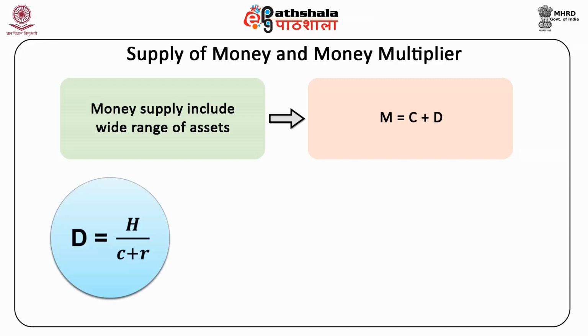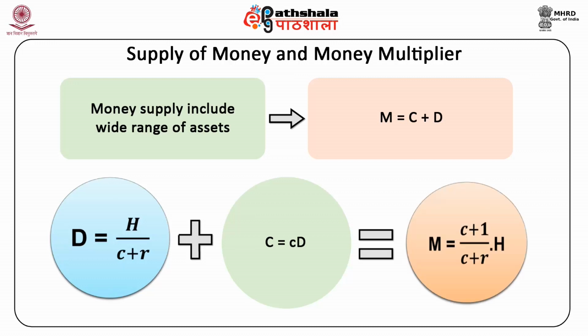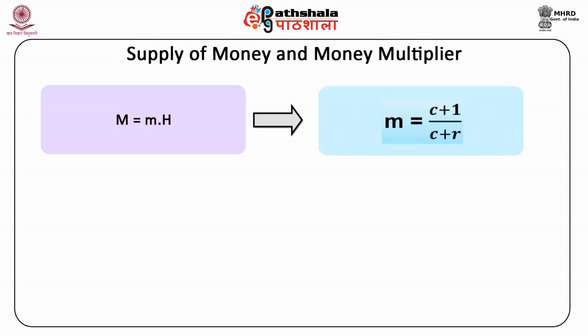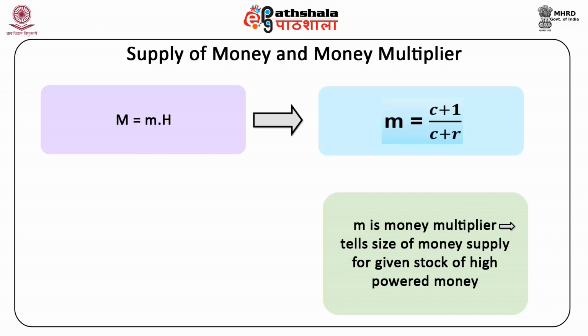Using the equations D equals H divided by (c plus r) and C equals c into D, we get M equals (c plus 1) divided by (c plus r) into H. M equals m into H, where m equals (c plus 1) divided by (c plus r). The component m in the equation is known as the money multiplier, as it tells us the size of money supply for the given stock of high-powered money.